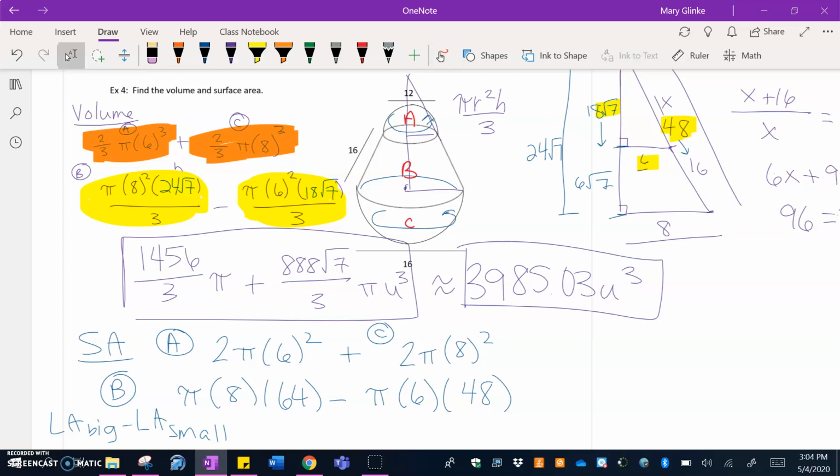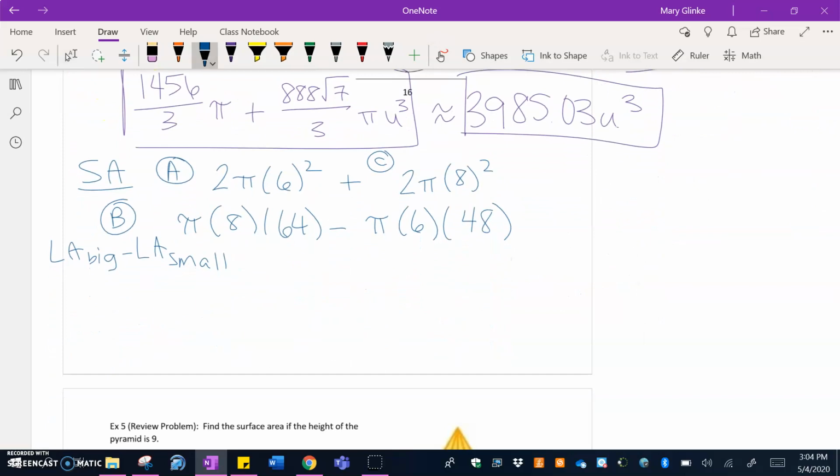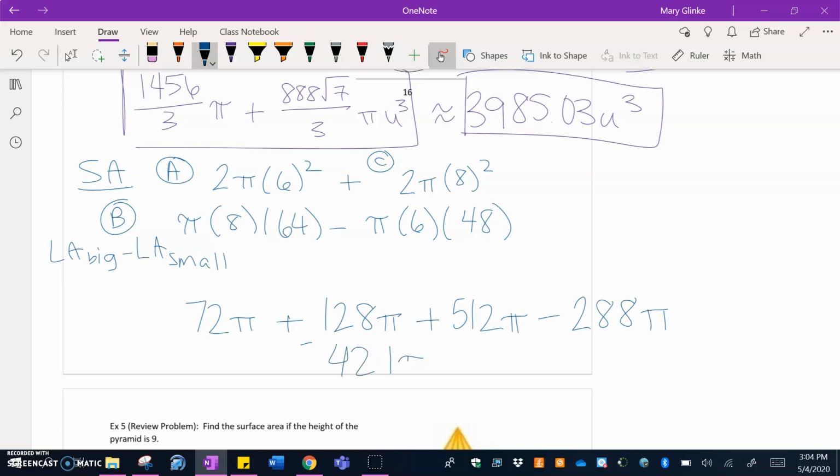And so now these ones actually are going to combine rather nicely. The 2 pi times 6 squared, that's going to end up being 72 pi. The 2 pi times 8 squared, that's going to be 128 pi. The lateral area of the bigger one is 512 pi, but we're subtracting away the lateral area of the upper cone, which is going to be 288 pi, for an overall of 424 pi units squared. Or if you found it as a decimal, 1,332.04 units squared.